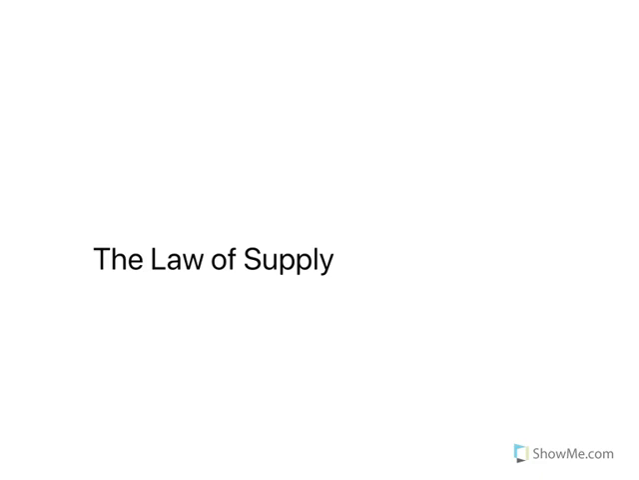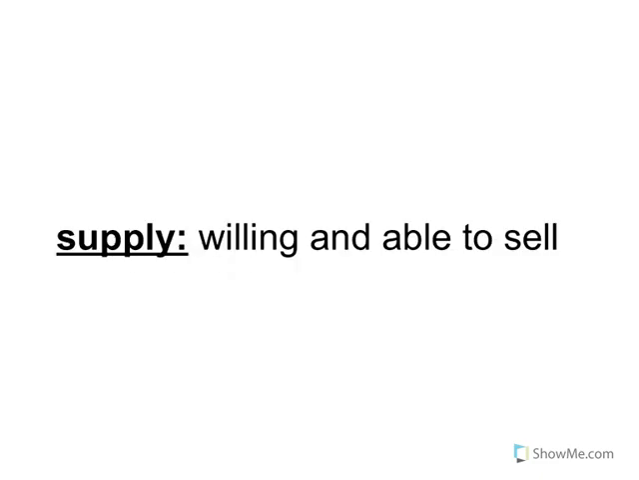So we spent the last few videos talking about demand, which is basically a representation of buyers in a market, what they're willing and able to buy. Supply is the other side of the coin, looking at what firms or sellers are willing and able to sell. And that's what the word supply means. Supply means willing and able to sell. I have to want to sell something and I have to be able to sell it. Okay, that's what supply means. Willing and able to sell.